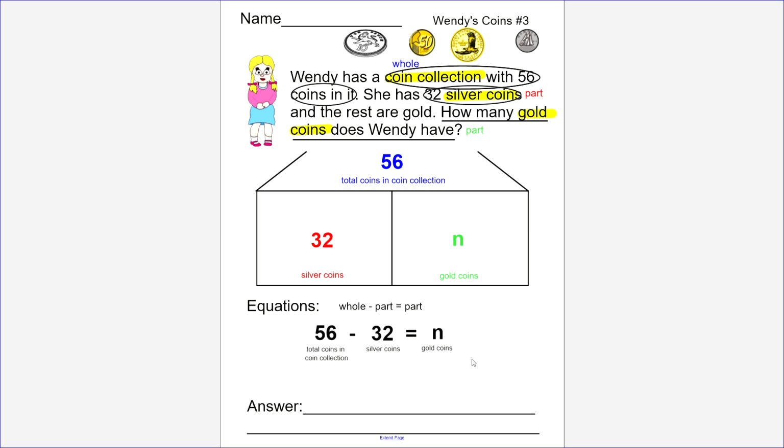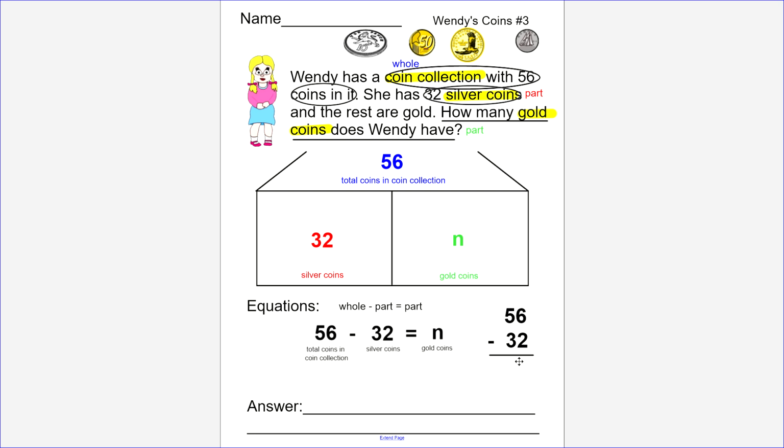I know as a third grade mathematician, when I want to subtract, I write the problem vertically, lining up my ones place and tens place. Here you can see I've done that. I've written my problem vertically with 56, my whole, on the top, and 32, my known part, on the bottom. I'm going to subtract 56 minus 32 vertically.